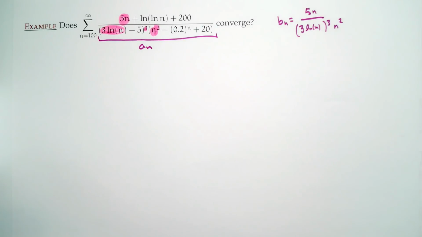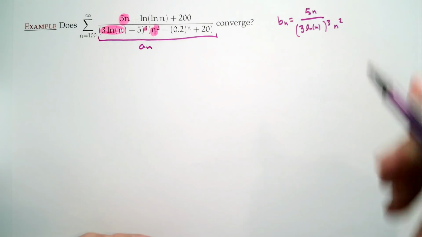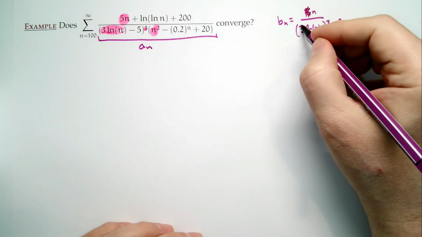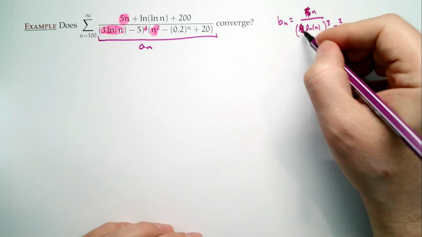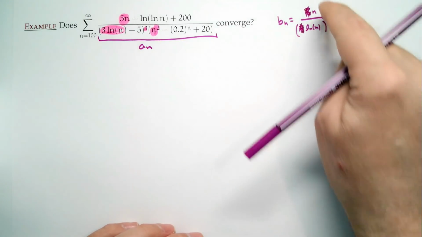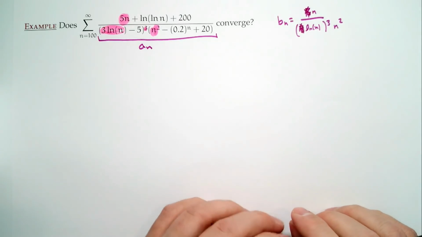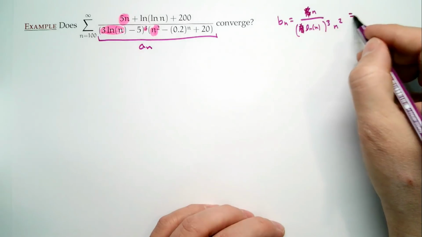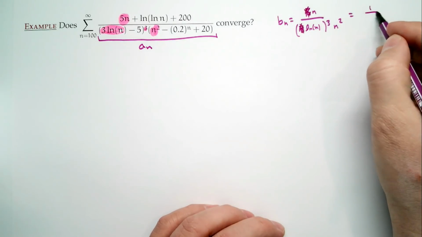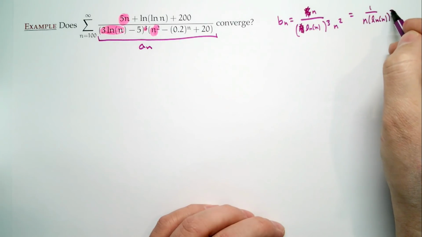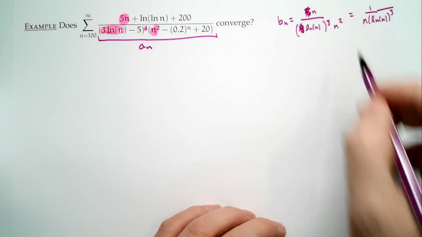Now, by the way, if you don't want to take the constants along, you don't need the constants. They just will work themselves out. So in fact, let's just go ahead and get rid of the constants, because we're really worried about growth. Constants don't really affect growth. So we're going to think of it as n over (log n) cubed times n squared. Or, if you like, we can think of this as really 1 over n (log of n) cubed. Okay, so there's our b sub n.